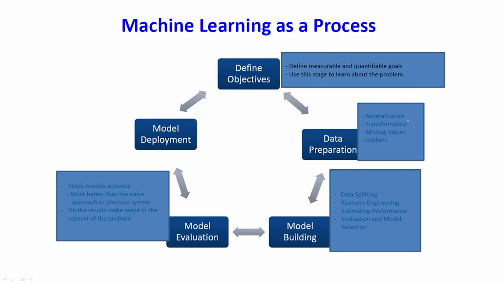Machine learning as a process can be defined on a broad scale like this. The objective is to define measurable and quantifiable goals. Use this stage to learn about the problem. First you have to learn about the problem, and that is the objective. Then you prepare the data, and it has to be prepared properly. It can be normalized or transformed, we can find missing values, and outliers can be removed. These are all preprocessing of data. You can remove the outliers if you want, that is your choice. You can also fill in the missing values, and you can also transform the data from one form to another, or you can do normalization.